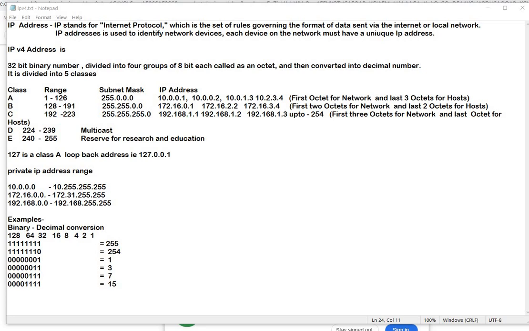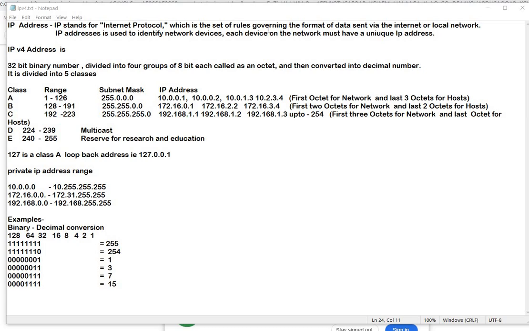What is an IP address? Now we discuss the IP address. IP stands for Internet Protocol, which is a set of rules for governing the format of data sent via the internet or a local network. An IP address is used to identify network devices, and each device on the network must have a unique IP address.